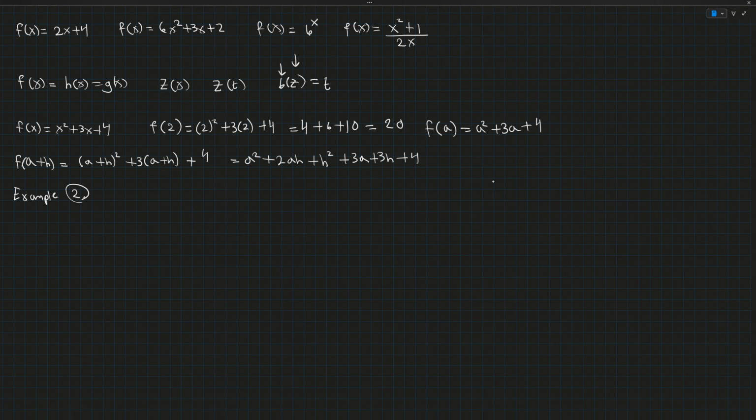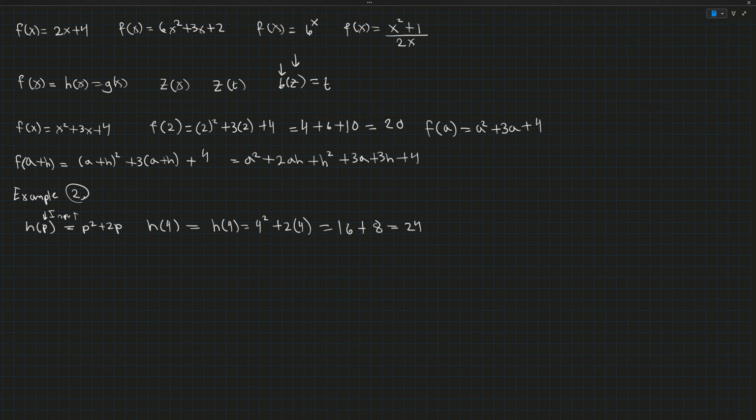Let's do example 2. Let's say that instead of getting f of x, we were given some relation h of p. Of course, the input is p, and h of p is equal to p squared plus 2p. And they asked us to evaluate h of p at 4. Well, again, following the exact same thing, all we have to do is just plug it in. h of 4 is equal to 4 squared plus 2 times 4, which is just equal to 16 plus 8, which is just equal to 24.